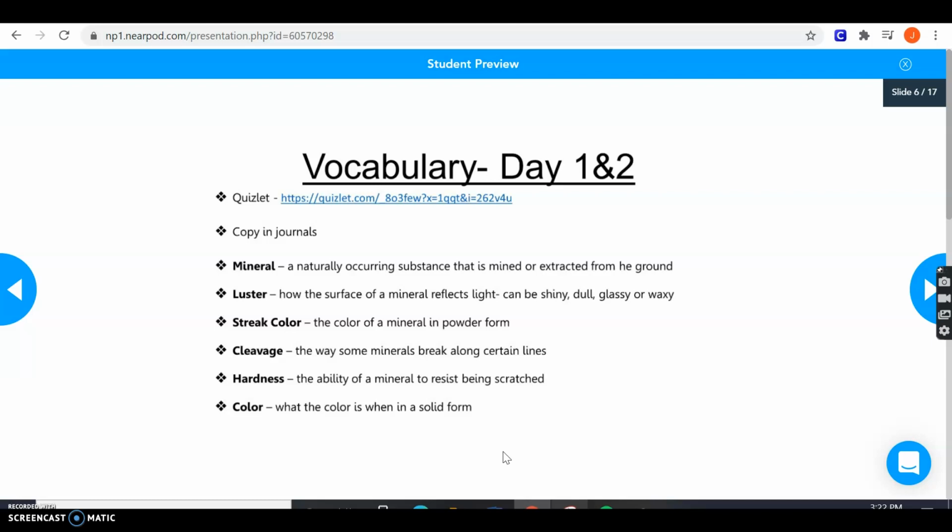Cleavage, the way some minerals break along certain lines. Hardness, the ability of a mineral to resist being scratched. And color, what the color is when it is in solid form. All right, friends, so on the next slide, you're going to copy these down into your science journal.